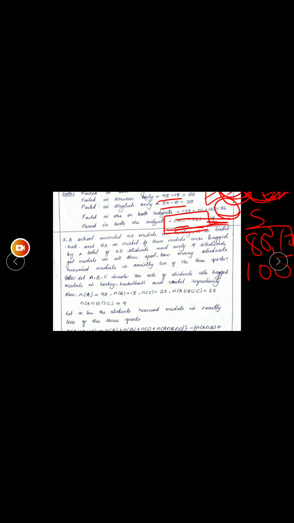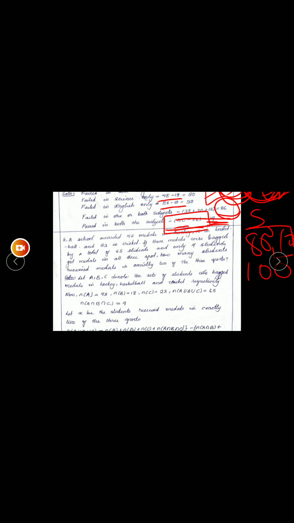A school awarded 42 medals in hockey and 18 in basketball, 23 in cricket. The medals were bagged by a total of 65 students and only 4 students got medals in all sports. How many students received medals in exactly 2 or 3 sports?